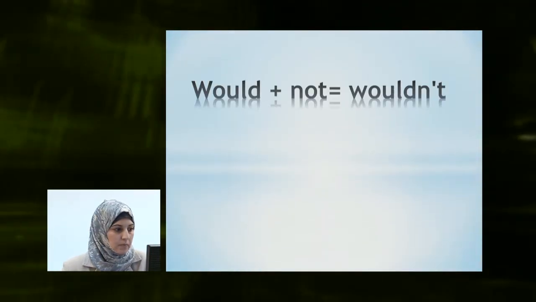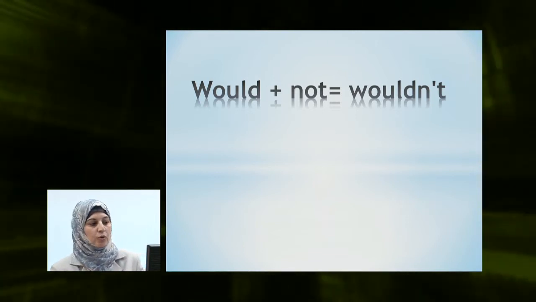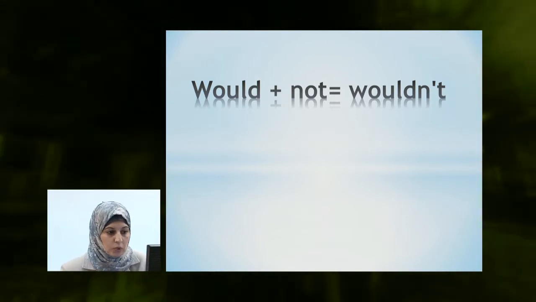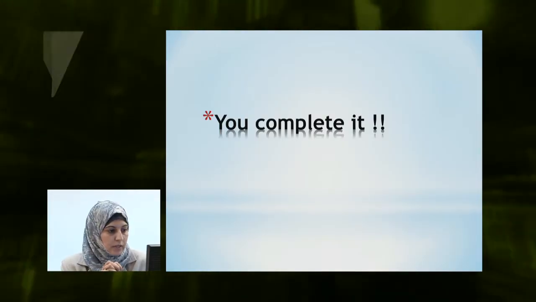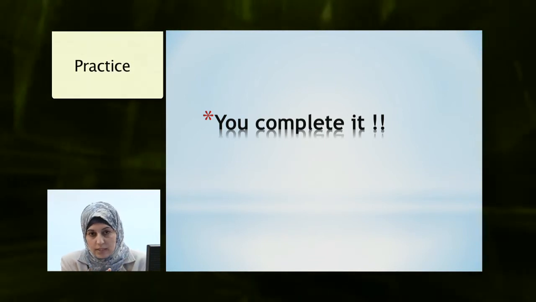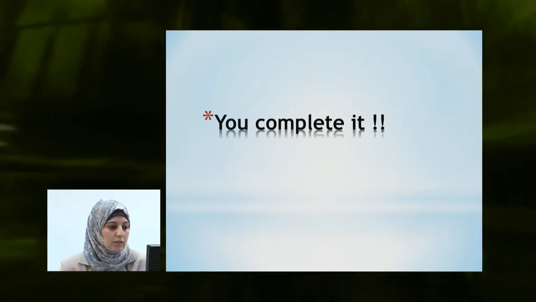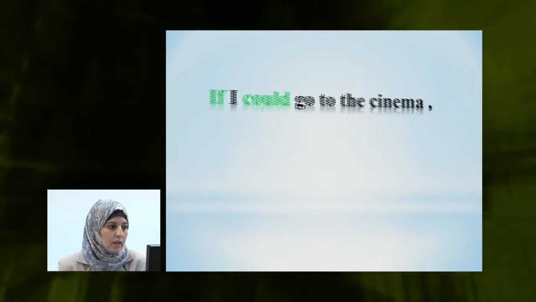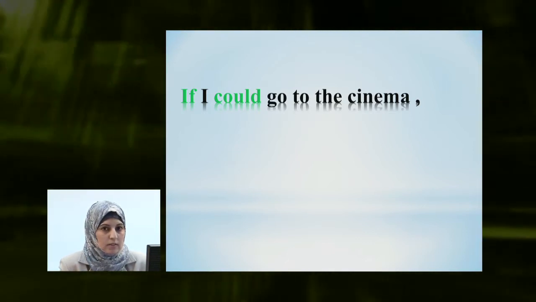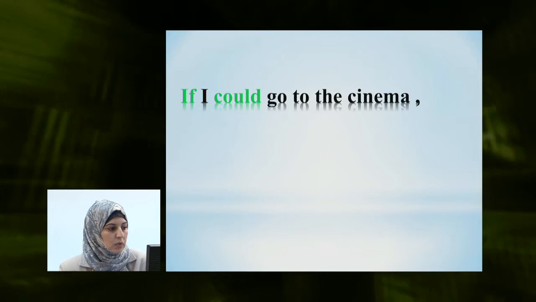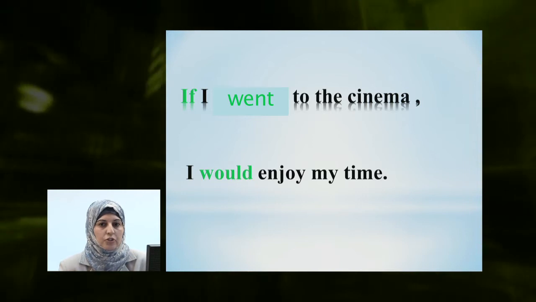Note here that the contraction form for would plus not is wouldn't. So if I had my book now, I wouldn't borrow yours. So you have the contraction wouldn't. Now I'm going to give you the first part of a sentence. Try to complete it yourself with your own words. If I could go to the cinema, then what can the second clause be? If I could go to the cinema, you can say, I would enjoy my time.